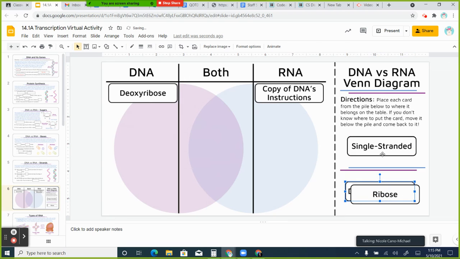Ooh, double-stranded, no idea. Single-stranded, no idea. Uracil, nope, no idea. Then I get to cytosine. Oh my goodness, I remember in my notes, I saw that cytosine is both in DNA and in RNA. So that's going to go in the both column. So anything that applies both to DNA and RNA goes in the both column. If it is a characteristic only of RNA, it goes in the RNA column. If it's a characteristic only of DNA, it goes in the DNA column.